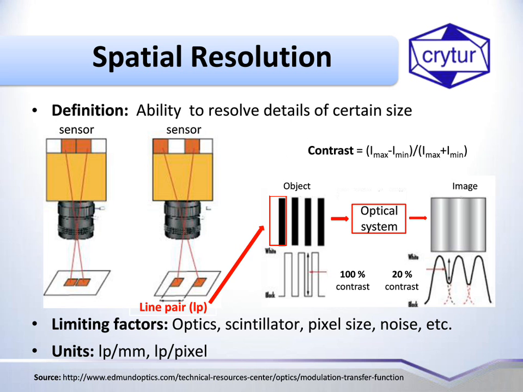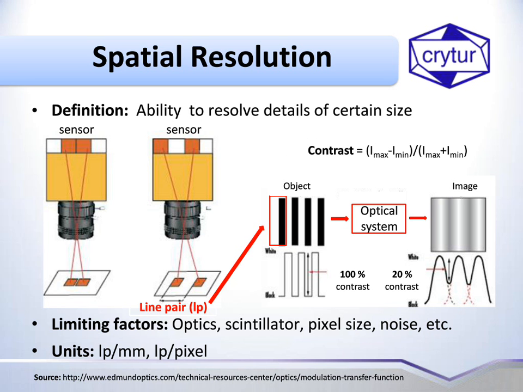So we can actually speak about two factors: the resolution in micrometers, but also we have to speak about contrast. We need certain contrast to see the details in the image. What are some limiting factors? So first of all, it's the optics. We have different coupling of a scintillator to a camera, and the optics will have certain effect on the image.